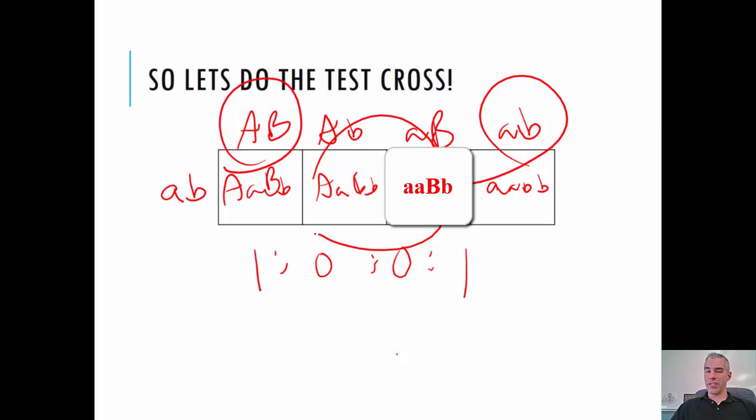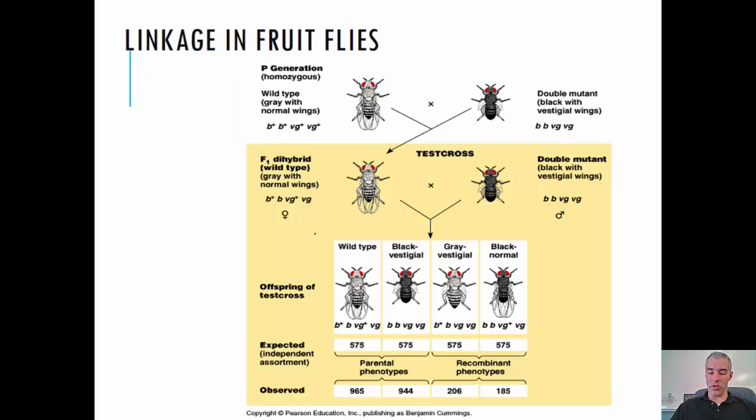Now, there's another little twist to this that I'm going to show you. This is actually showing you another cross using fruit flies. In this case, they're using fruit fly lingo here. This is just saying big A, big A, big B, big B, little a, little a, little b, little b. It's the same thing, they're just using slightly different symbols to designate it. You create the heterozygous individual. We do the test cross with the double mutant, as it's called, the recessive.